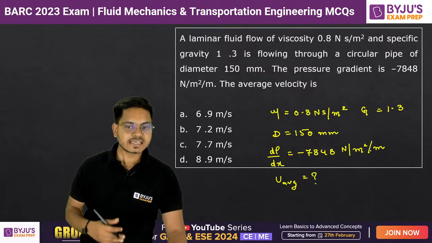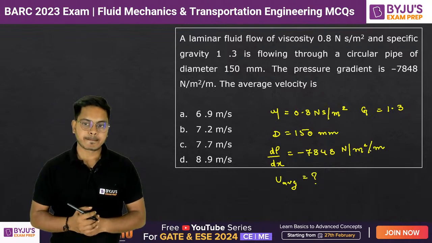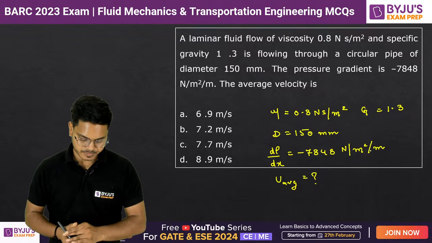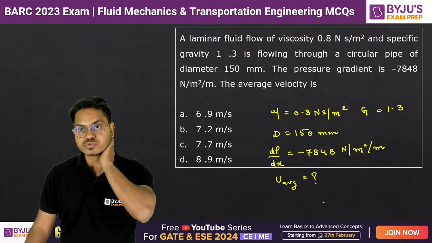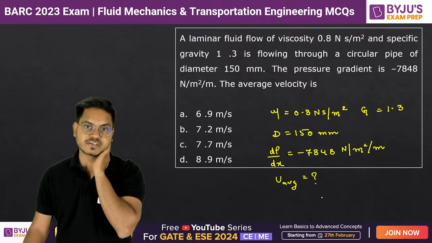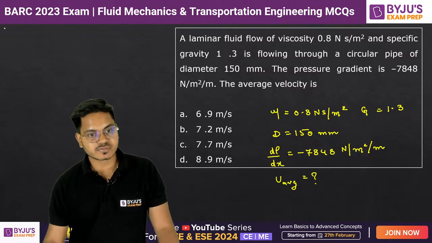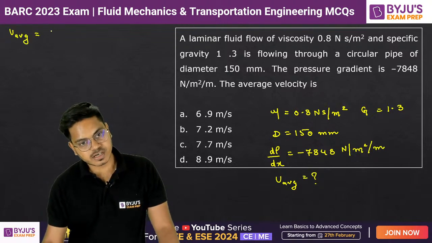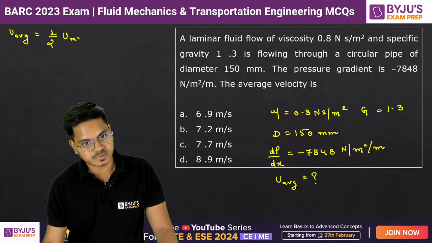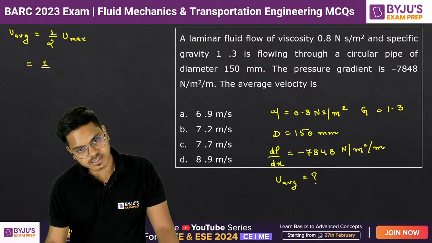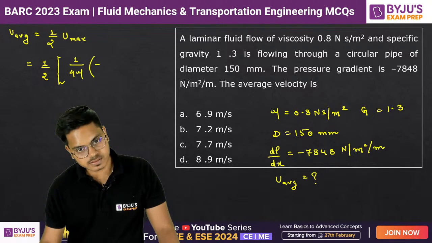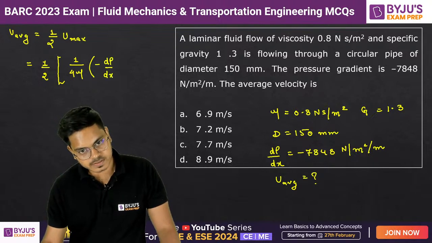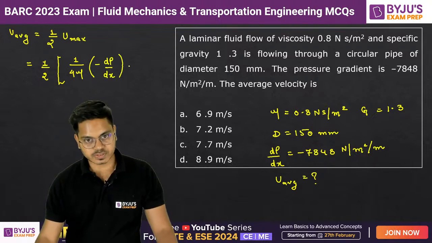So, do I have any relationship here between all this data that I have, everybody? Since this is a question of flow through circular pipe, there is a very well-known fact that the average velocity is half of the maximum velocity, correct? And when I say maximum, what is that? It is 1 by 4 mu, minus dP by dx, into r square.